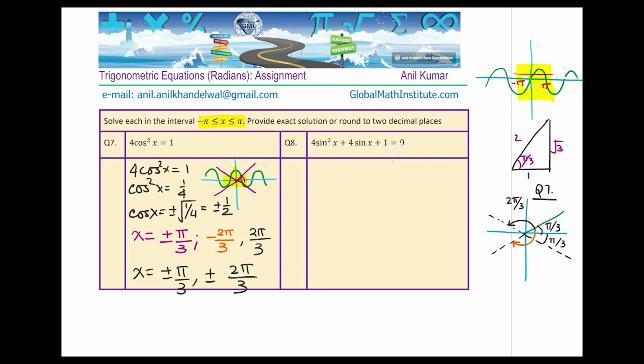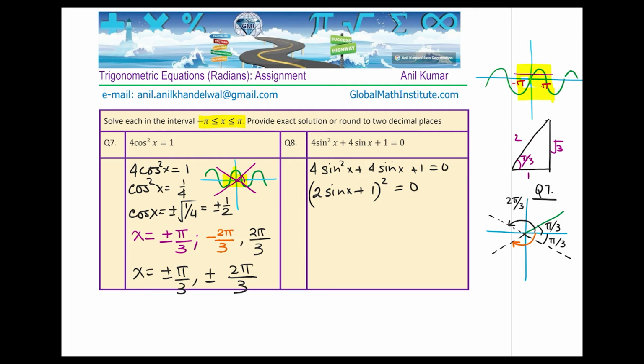Here we have a trigonometric equation in quadratic form. 4 sine square x plus 4 sine x plus 1 equals to 0. Let me rewrite the equation. It is 4 sine square x plus 4 sine x plus 1 equals to 0. You can factor this as 2 sine x plus 1 whole square, right? It is a perfect square. Product of 4 and sum of 4, right? So if you square it, you get this equation.